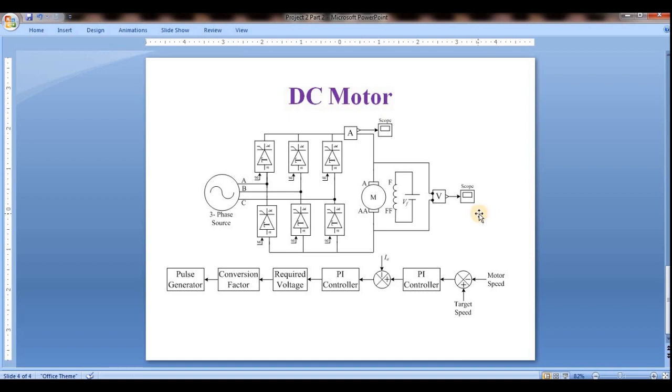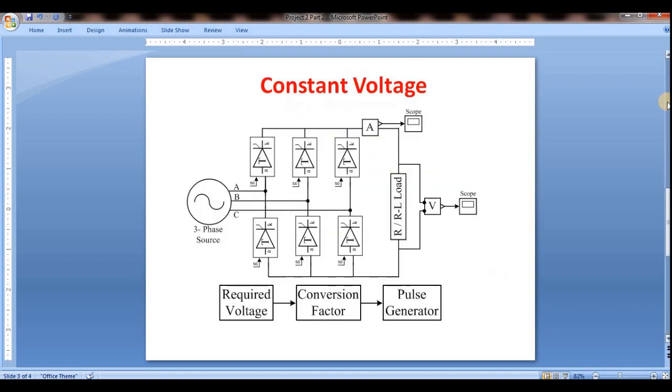You can make it for either undergraduate or graduate projects, or for a simple thesis or simple project. We can make it in MATLAB. So I will explain how we can design these two controllers: one is for the DC motor controller and one is for the constant voltage application.